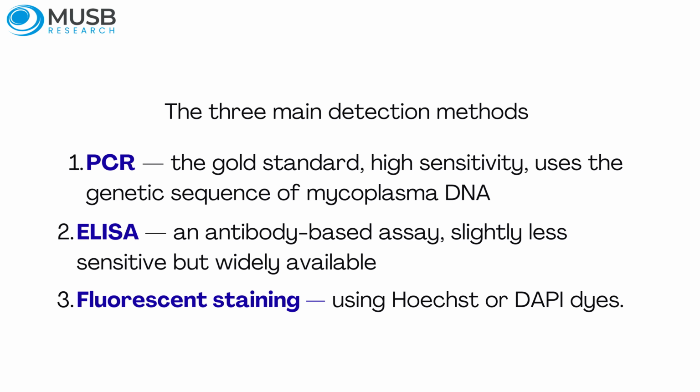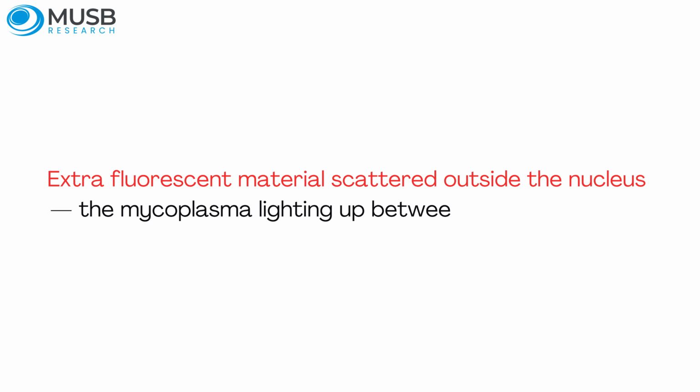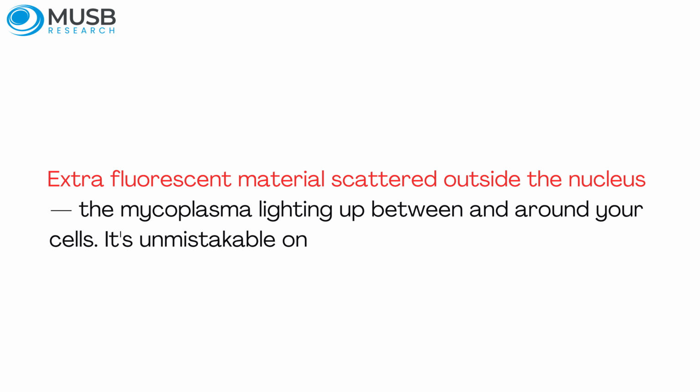In a healthy culture, these dyes only stain the nucleus. In a mycoplasma-infected culture, you'll see extra fluorescent material scattered outside the nucleus, the mycoplasma lighting up between and around your cells. It's unmistakable once you know what you're seeing.